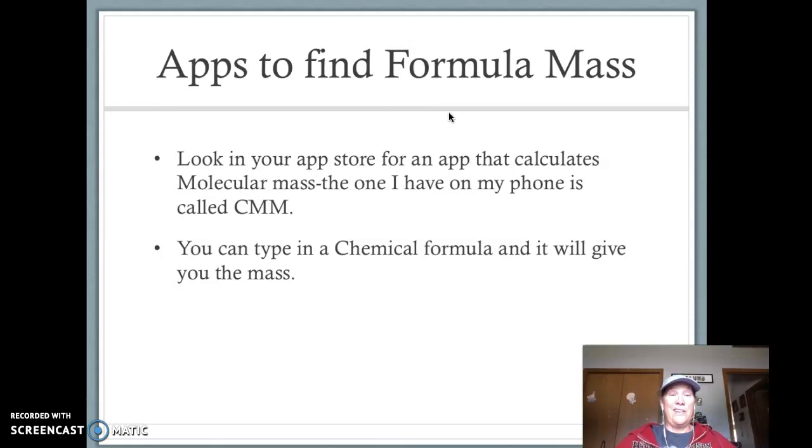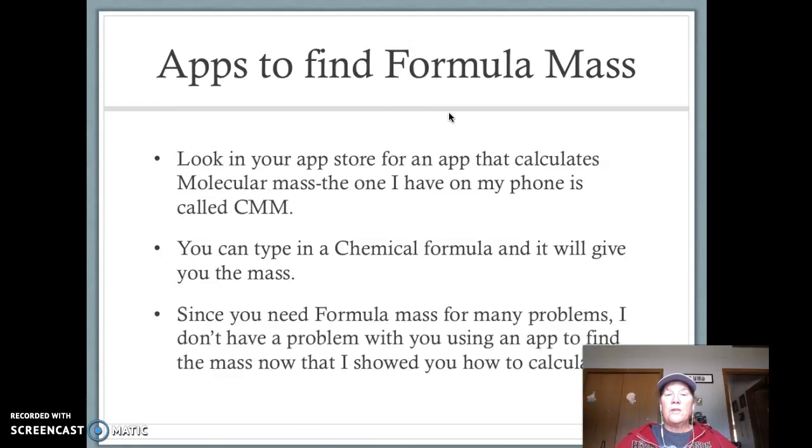And sometimes it'll even tell you error because that chemical compound doesn't exist. Okay, so you can use that when we do problems, and you'll see we'll have more problems coming up after this where you have to find the formula mass of the compound. And again, I don't want you to have to spend a ton of time calculating formula mass. You can just type it in your phone and you get the right answer.